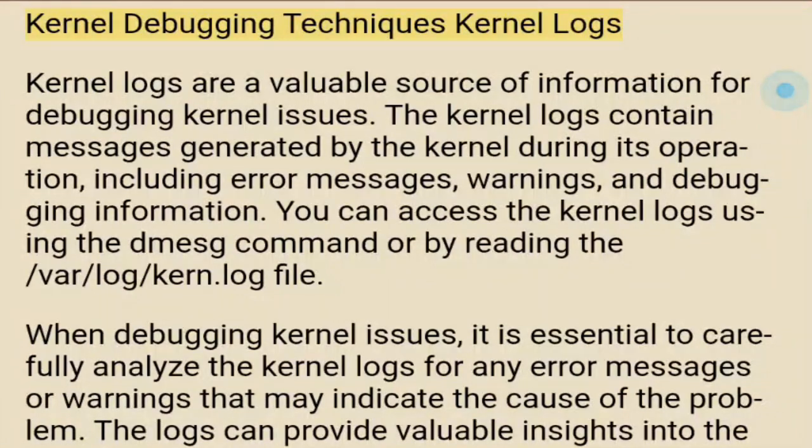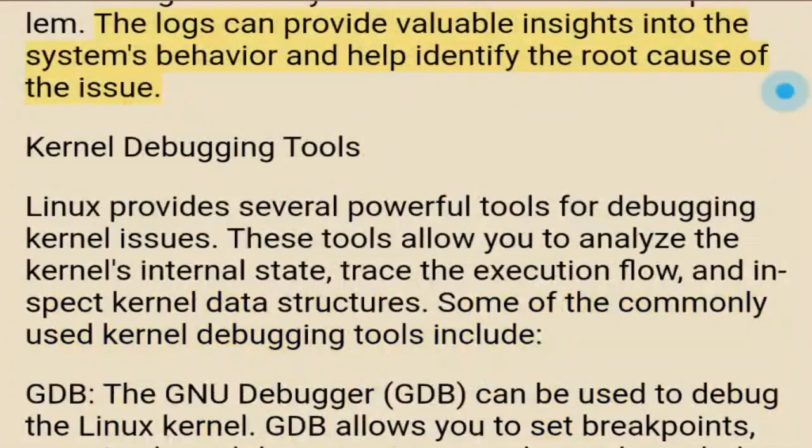Kernel debugging techniques. Kernel logs. Kernel logs are a valuable source of information for debugging kernel issues. The kernel logs contain messages generated by the kernel during its operation, including error messages, warnings, and debugging information. You can access the kernel logs using the dmesg command or by reading the /var/log/kern.log file. When debugging kernel issues, it is essential to carefully analyze the kernel logs for any error messages or warnings that may indicate the cause of the problem. The logs can provide valuable insights into the system's behavior and help identify the root cause of the issue.